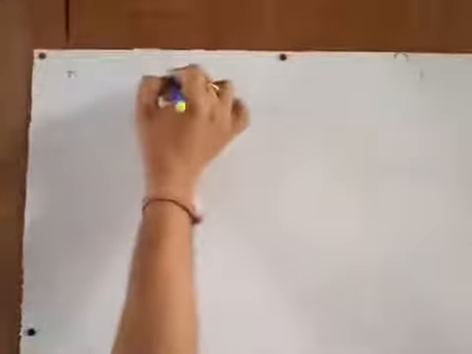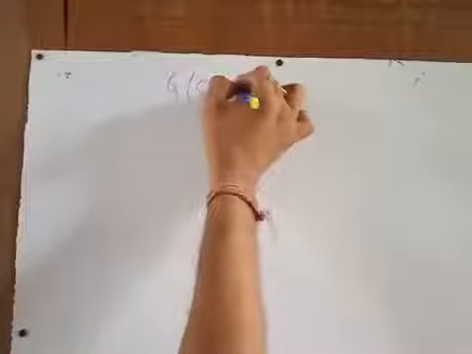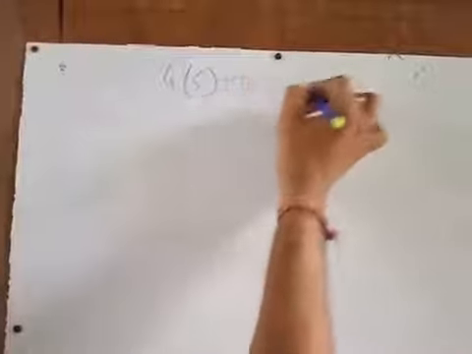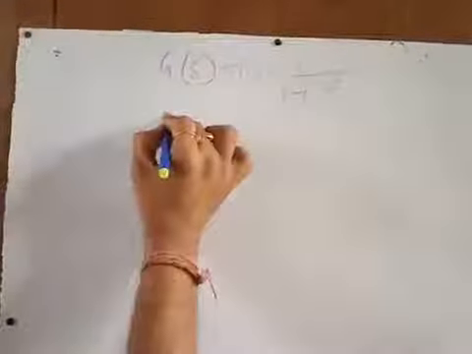Now we start drawing the Nyquist plot for the system G(s)H(s) equal to 1 by 1 plus 2s. To draw the Nyquist plot for this system, first of all, you have to draw the Nyquist contour. So the Nyquist contour is like this.